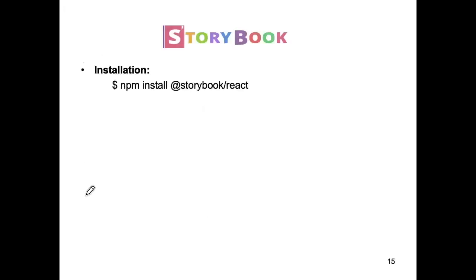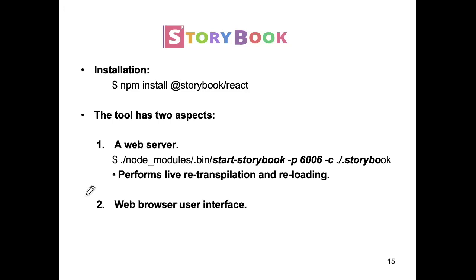So how you install it is, it's just an npm install. So it comes as yet another third-party library in the Node ecosystem. When you do install it, what you get are essentially two things. You get a web server, and this web server does all of the things that the Vite server does, as in it monitors changes that are happening to your code base and does retranspilation and all of that, performs live reloading.